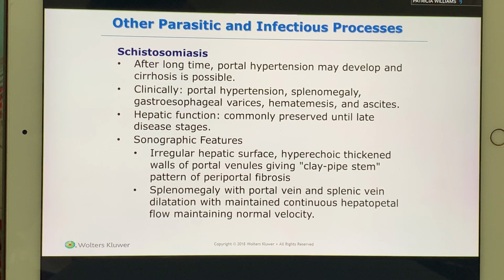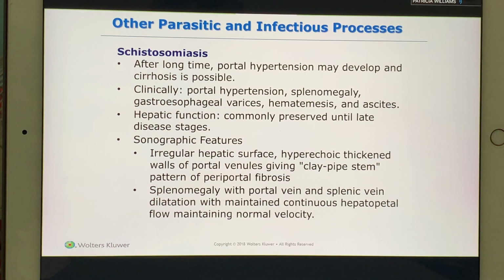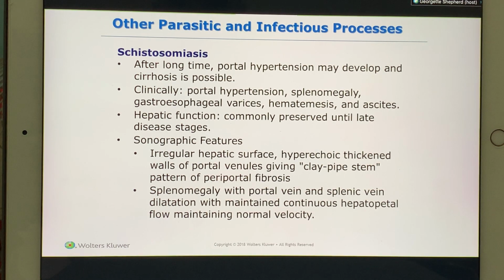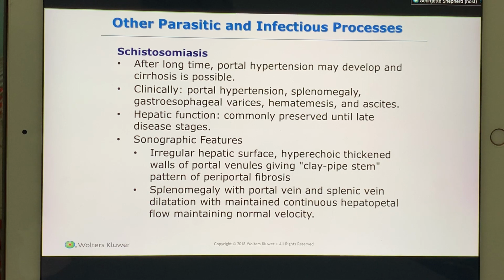Portal hypertension can develop along with cirrhosis if it goes untreated. Clinically, the patient will have portal hypertension, where the portal vein is greater than 1.3 and you have splenomegaly. You'll have gastroesophageal varices. Hematemesis is where you have a GI bleed and you throw up blood, and you have ascites. Hepatic function is usually going to be normal until late disease stages.